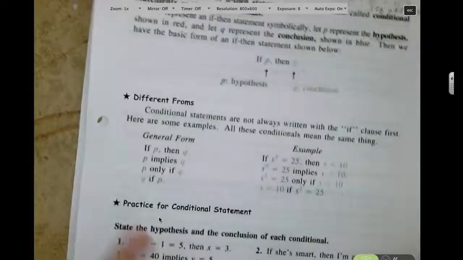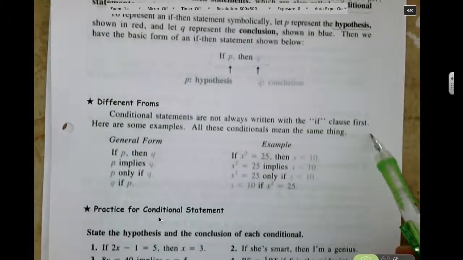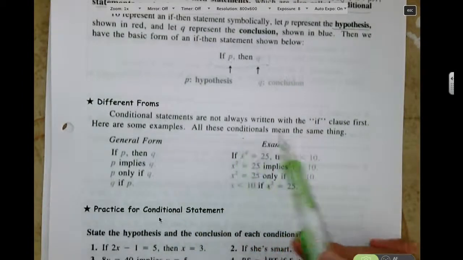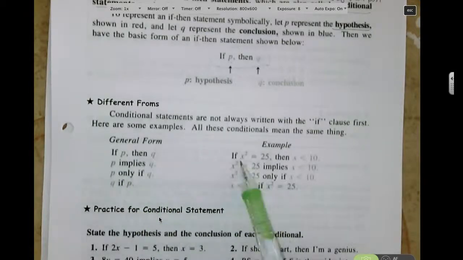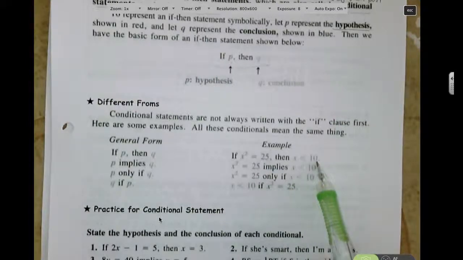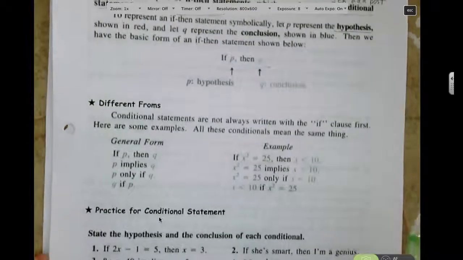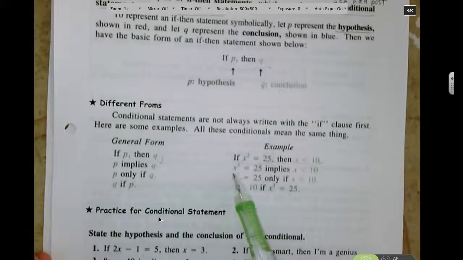Okay, so here are different forms. This is where it gets a little bit confusing. Conditional statements are not always written with the if clause first. Here are some examples. All these conditionals mean the same thing. If P then Q, this is the standard form. If x squared equals 25, then x is smaller than 10. If this is true, then x has to be smaller than 10 because x squared is going to be 100. P implies Q. These are the same. X squared equals 25 implies x is smaller than 10.